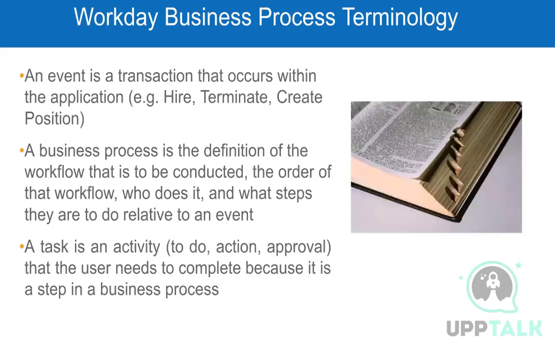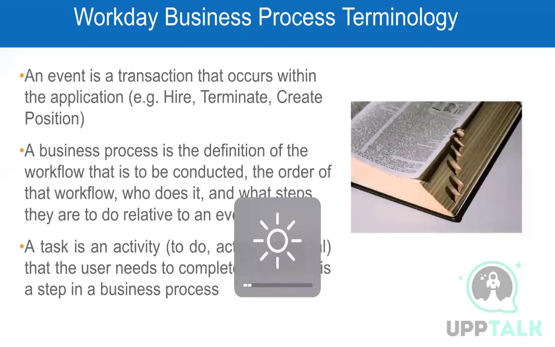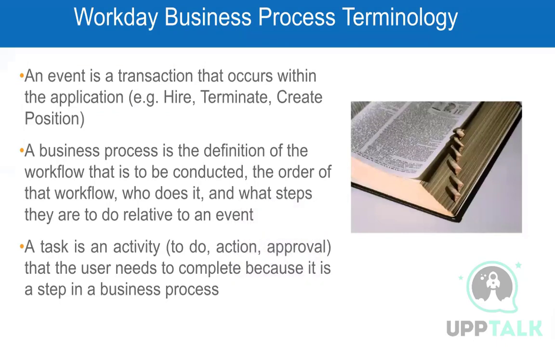All right, Workday business process terminology. An event is a transaction that occurs within the application. For example, hire, terminate, create position. These are all events, and these events are nothing but different business processes. A business process is the definition of the workflow that is to be conducted, the order of that workflow, who does it, and what steps they are to do relative to an event.